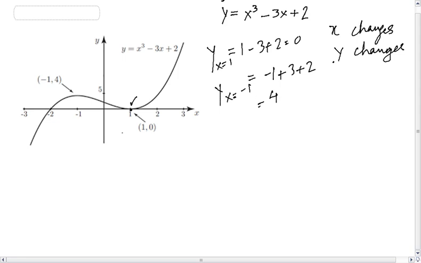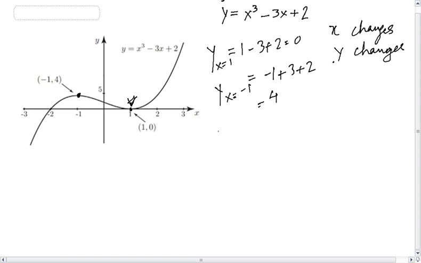From the graph it is very clear that these 2 points are extrema. This is the local maximum, and this is the local minimum. Without plotting, we want to know these local maxima and local minima. This can be done using differentiation, as I already discussed in the previous videos.